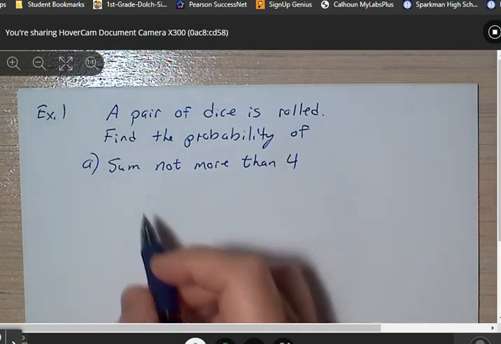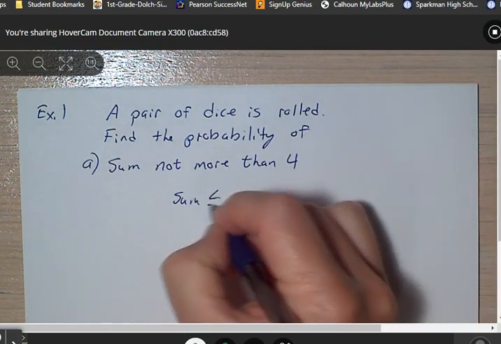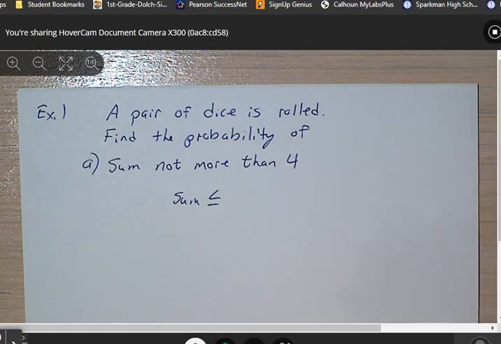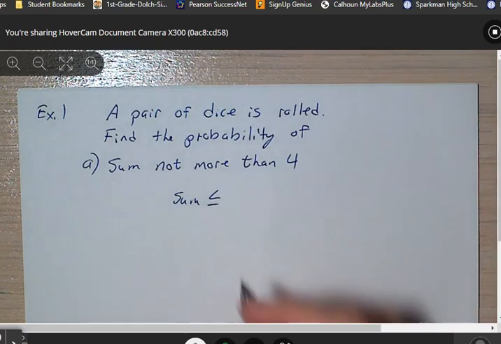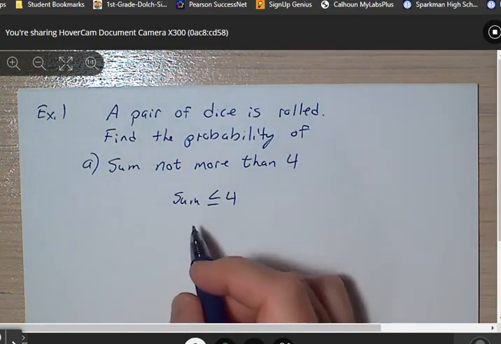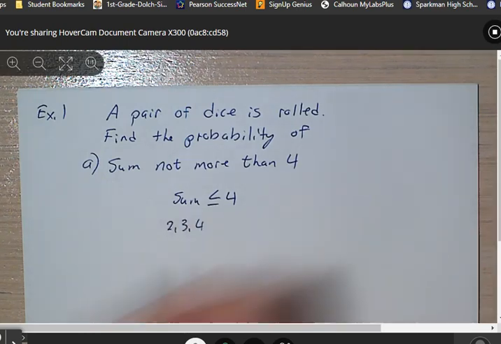So if the sum is not more than 4, that means that the sum is going to be less than or equal to, well, if it's not more than 4, it means it could be less than or equal to 4. So that means then the sum could be 2, 3, or 4.